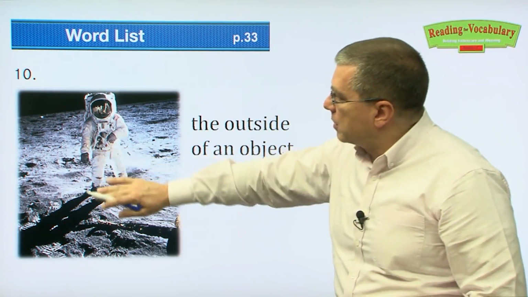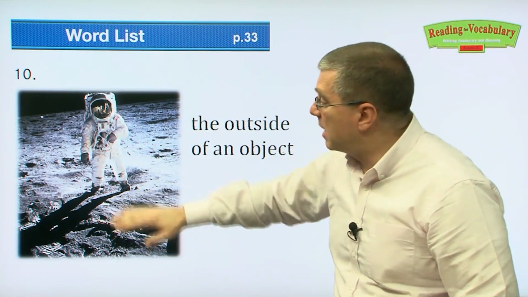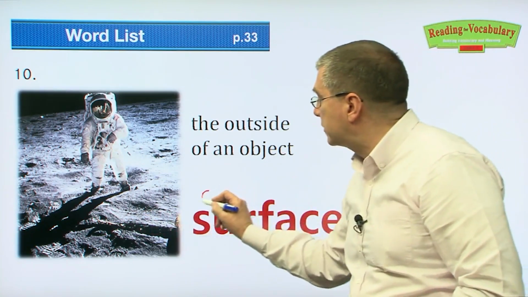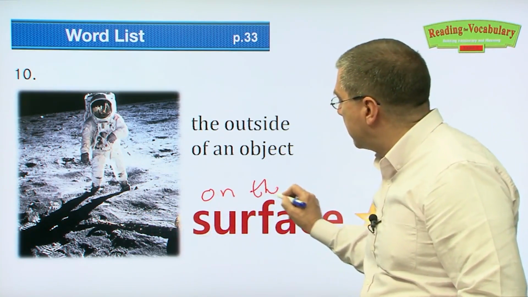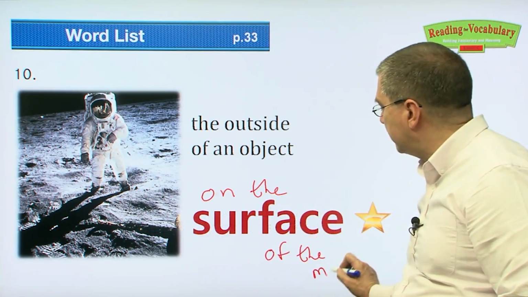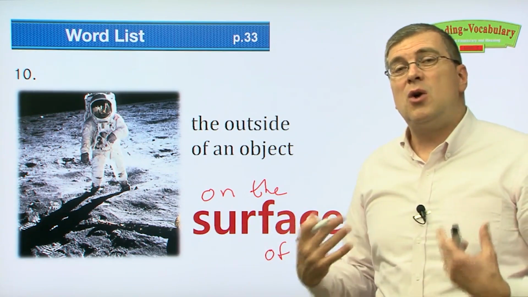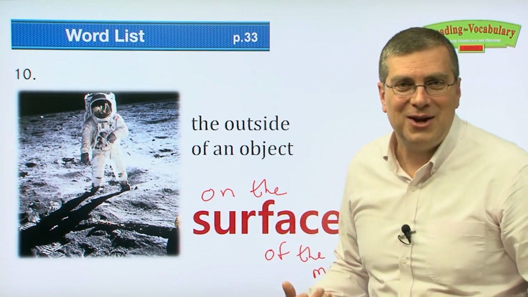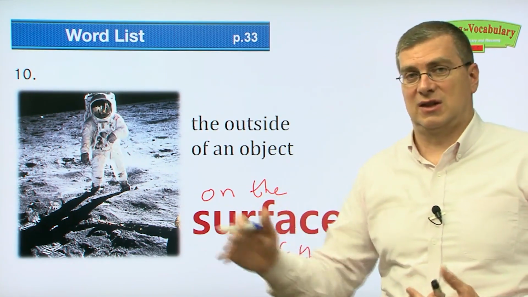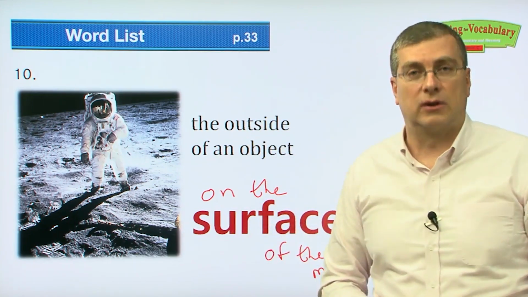But when we talk about the moon, of course the astronauts didn't go in the moon, right? They walked on the surface of the moon. On the surface of the Earth. We don't live in the Earth, right? We live on the Earth. We live on the surface of the Earth, okay? So the outside of an object is the surface.